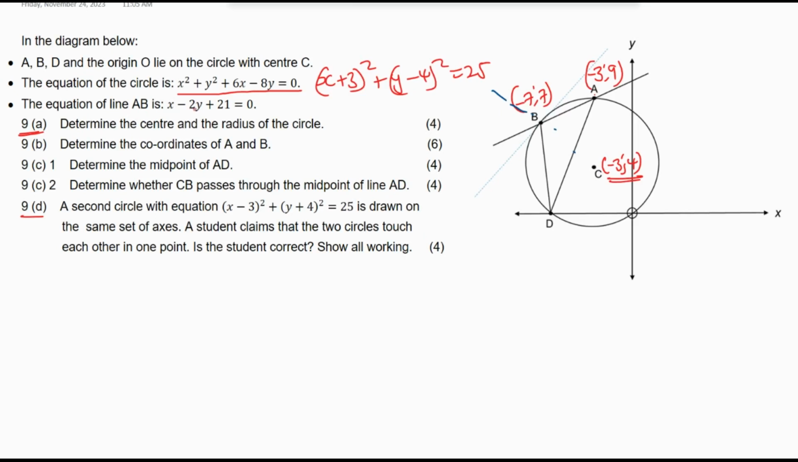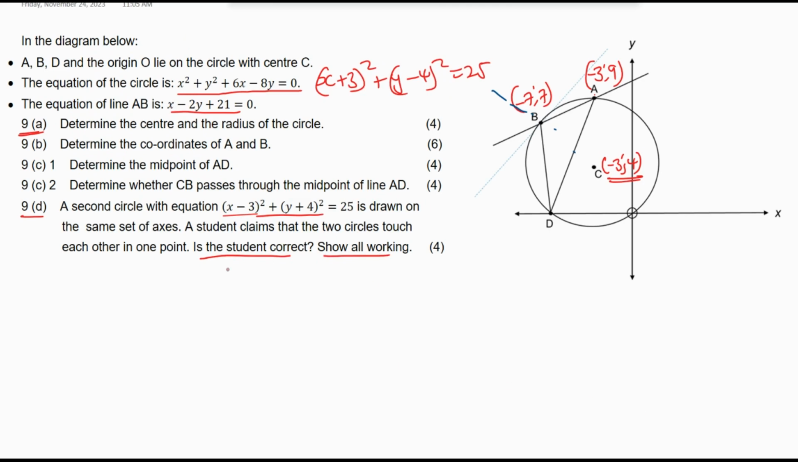The equation of the line AB is given. A second circle with the equation (x minus 3) squared plus (y plus 4) squared is equal to 25 is drawn on the same set of axes. A student claims that the two circles touch each other in one point. Is the student correct? Show all calculations.